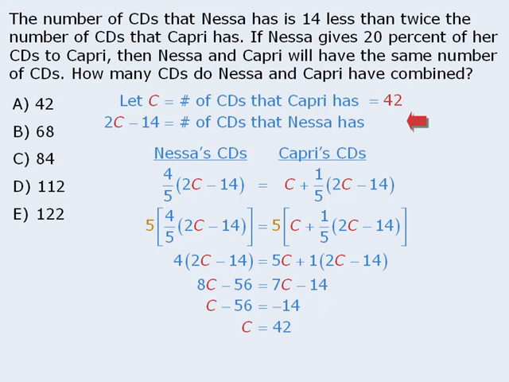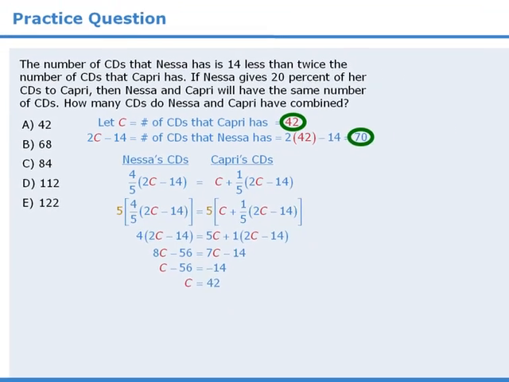To find the number of CDs Nessa originally had, we will plug 42 in for C to see that she had 70 CDs. So to find the number of CDs they own altogether, we can add 42 and 70 to get 112, so the answer here is D.